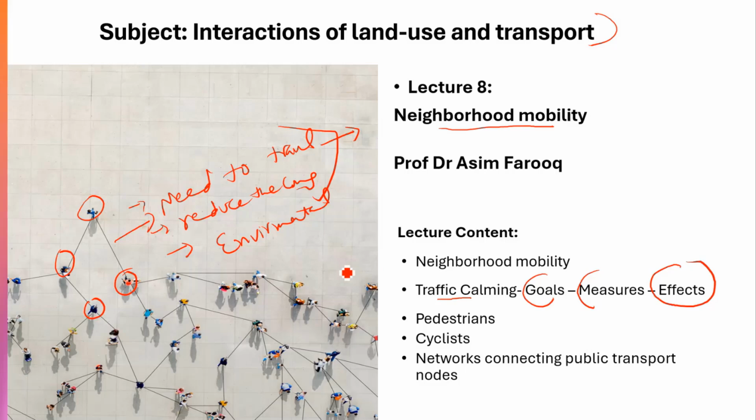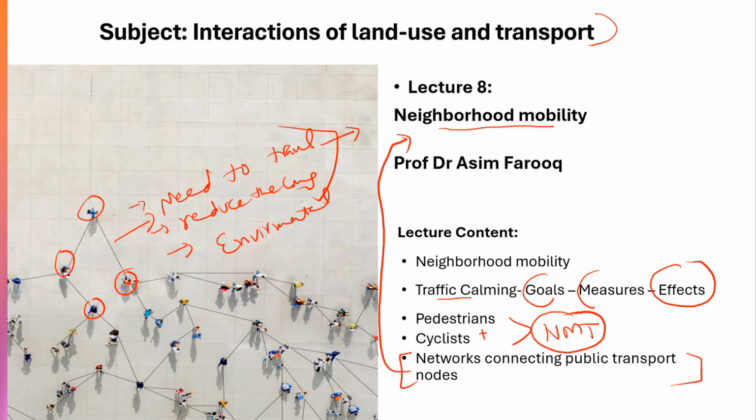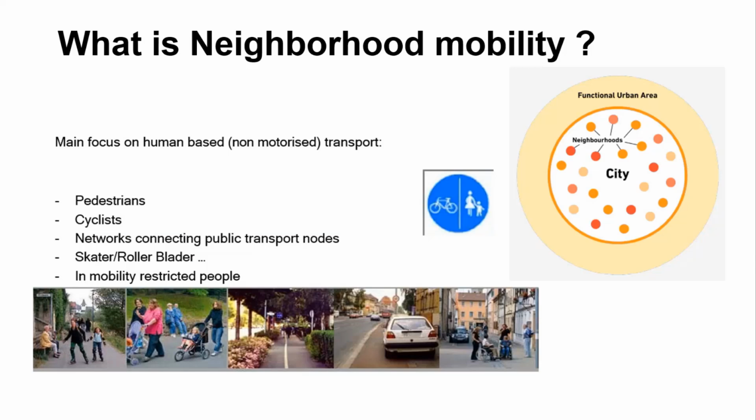What is the pedestrian, what is the cyclist, which we already covered in the previous slide, which we also call the NMT, non-motorized transport. Basically pedestrian plus cyclist is equal to the concept of non-motorized transport. And then we will try to understand how, through planning and networking, we can achieve that part, the neighborhood mobility part.